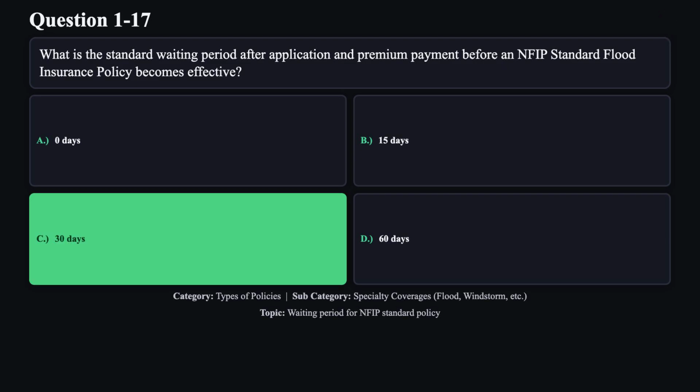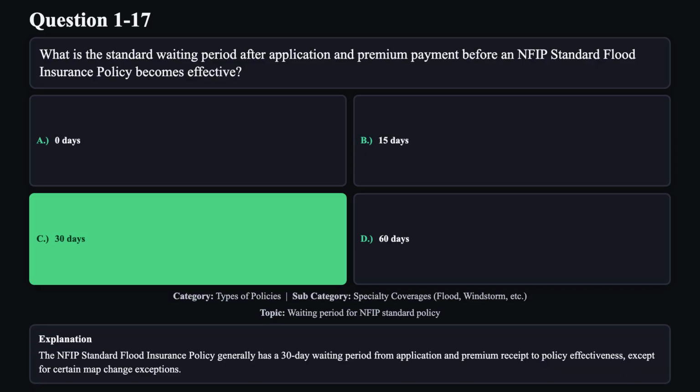The correct answer is C. The NFIP standard flood insurance policy generally has a 30-day waiting period from application and premium receipt to policy effectiveness, except for certain map change exceptions.